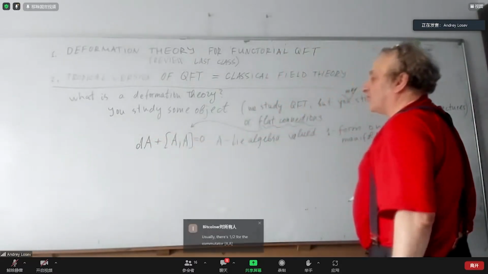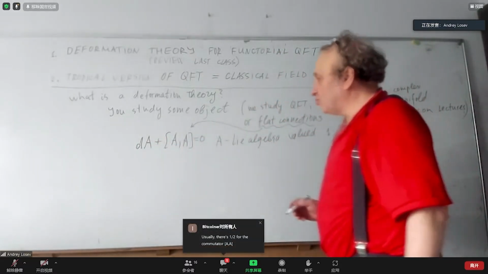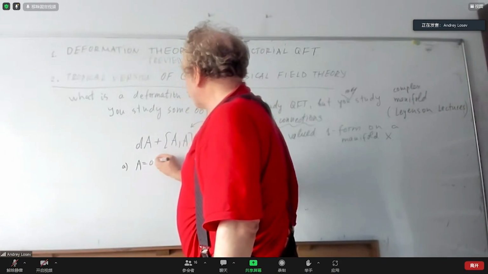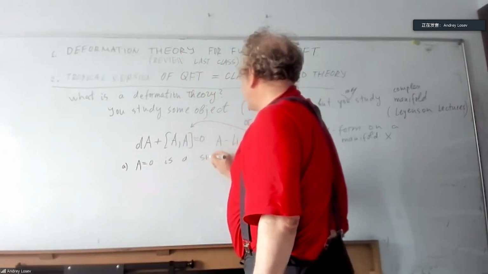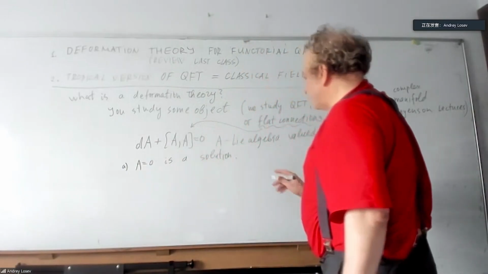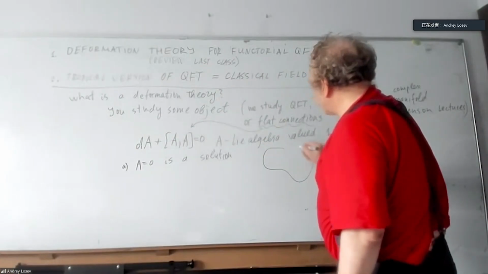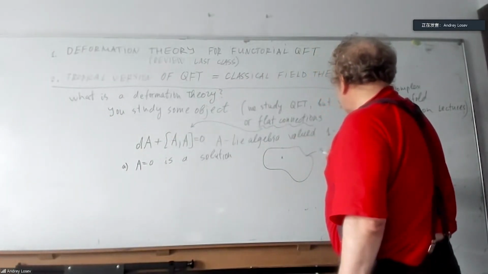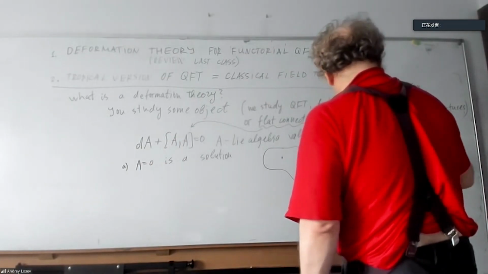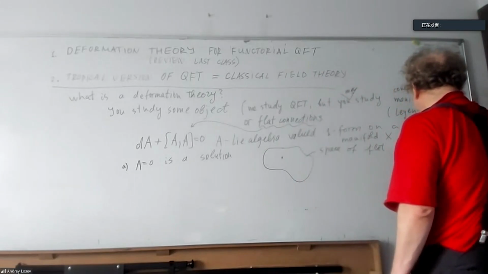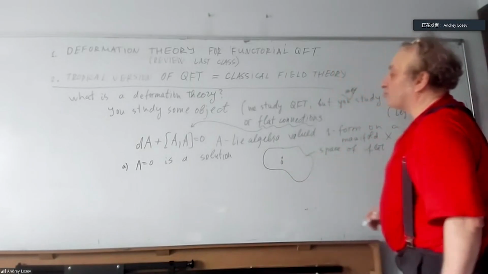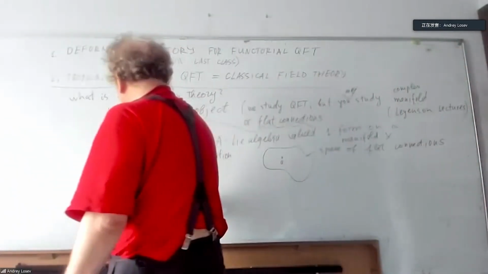So you don't know how to study it. You don't know how to solve this equation. But what you know? A equals to 0 is a solution. Good. So we should study the full space of flat connection. But we already have 1 point here, say 0 point.